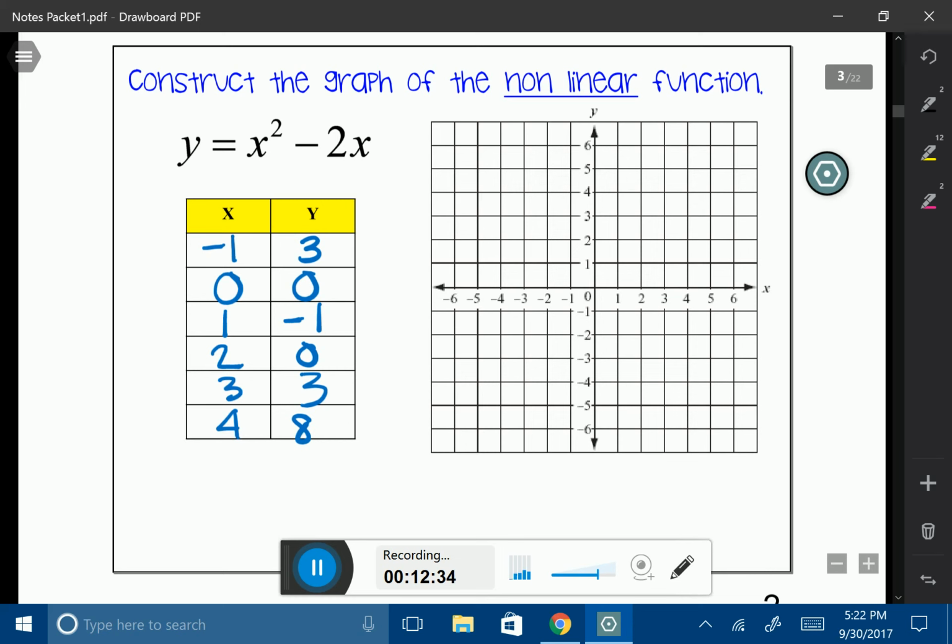So let's go ahead and graph these, see what they look like. -1, 3, 0, 0, 1, -1, 2, 0, 3, 3.